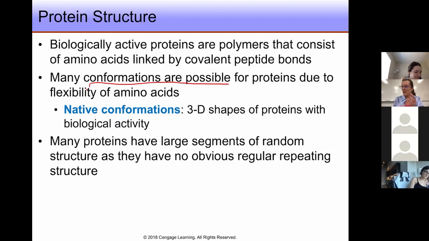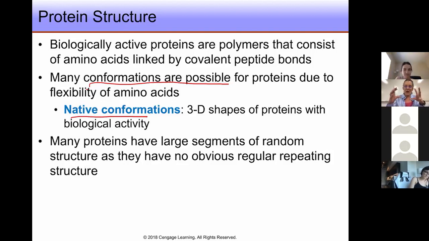When you have a protein folded in its proper state so that it can function, we call that its native conformation. That's the active form. And it's generally accepted that that is the lowest energy conformation.